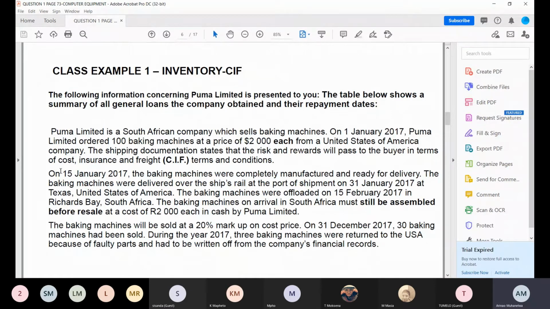Let's proceed with the next paragraph. On 15 January 2017, the baking machines were completely manufactured and ready for delivery.